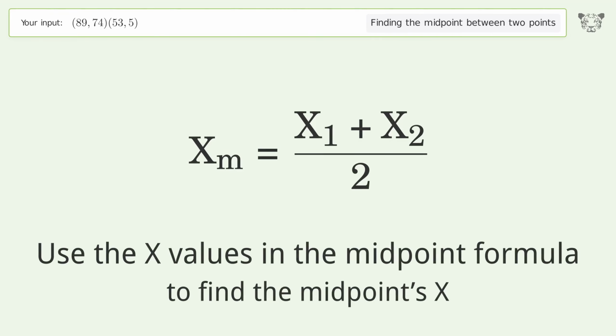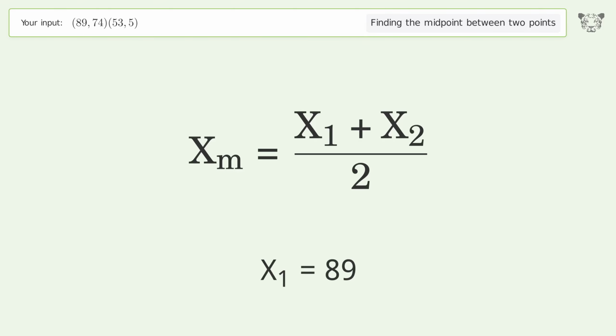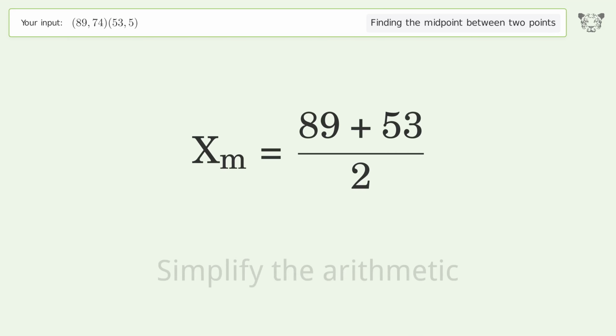Use the x values in the midpoint formula to find the midpoint's x. x1 equals 89. x2 equals 53. Simplify the arithmetic.